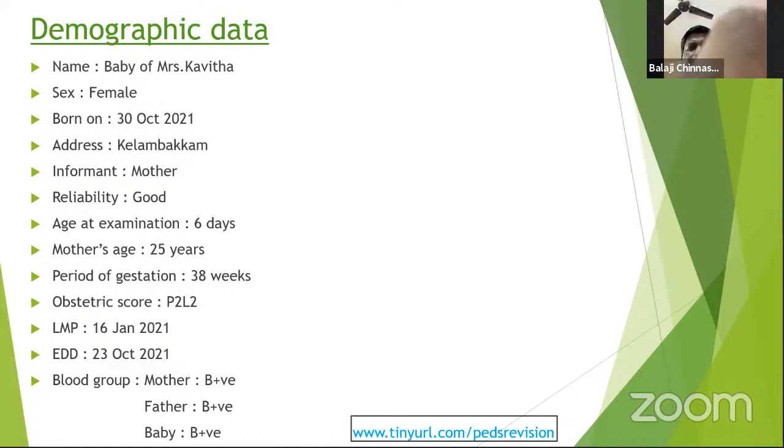Okay. And LMP, EDD, how many days? 6 days. And the baby is born 5 days prior to the expected date. Like that, you can say. Can you say this demographic data in a single line? So now you have written it, but while presenting, can you say it in a single line?